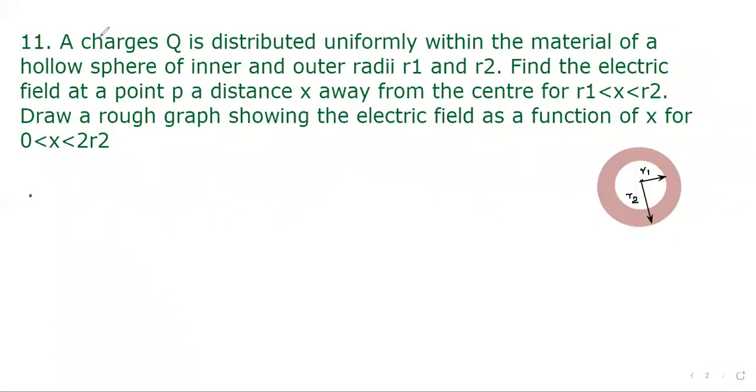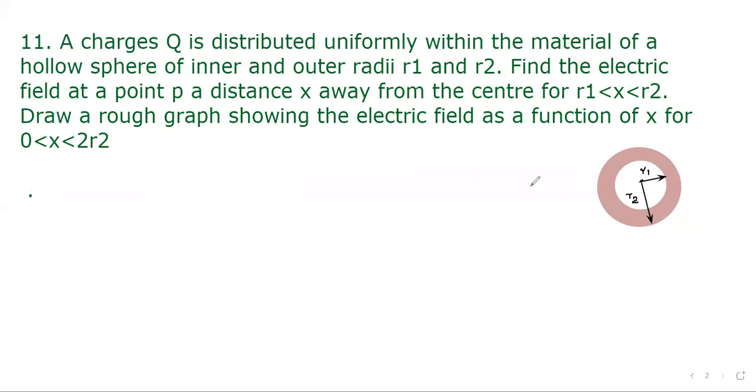Consider the next question. A charge Q is distributed uniformly within the material of a hollow sphere of inner and outer radii R1 and R2. Find the electric field at a point P, a distance x away from the center, for R1 is less than x is less than R2. Draw a rough graph showing the electric field as a function of x for 0 is less than x is less than twice of R2.